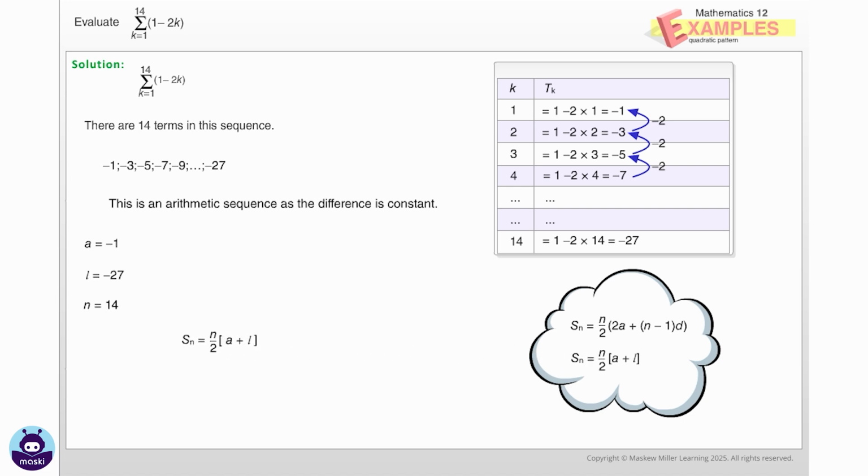Substituting the values, we get Sn equals negative 196.